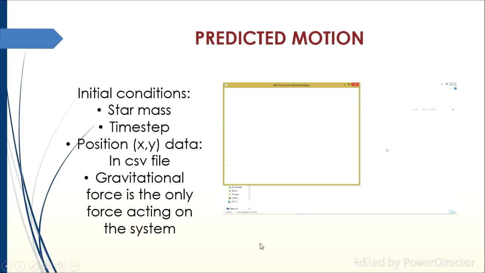This was the predicted motion of the computational model. These are the initial conditions we used, and again we assumed that gravitational force is the only force acting on the system. The arrows show the net force, the parallel component of the net force, and the perpendicular component of the net force.